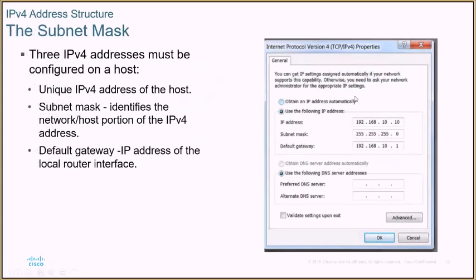So the subnet masks. Three IPv4 addresses must be configured on a host. The first one is their actual IP address. Then there is the subnet mask, and then there is the gateway. That's what's required for a host to be able to talk to other hosts on the same network as well as other hosts on remote networks. Now, of course, the IP address needs to be a unique number. The subnet mask basically tells us where the boundary between the network number and the host number is.